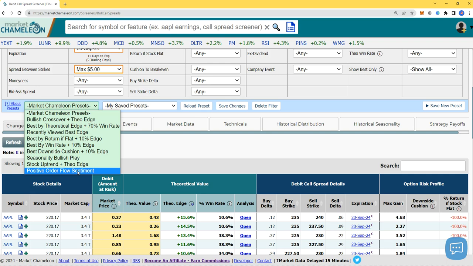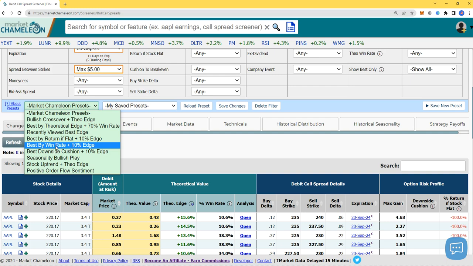Positive order flow sentiment, interesting. Stock uptrend plus theoretical edge. So the stock uptrend, this is a technical indicator. Seasonality bullish, this I will do for sure. Best downside cushion plus 10% edge, and best by win rate. Let's do best by win rate because I like the win rate.